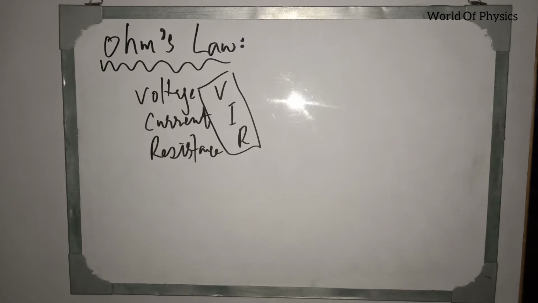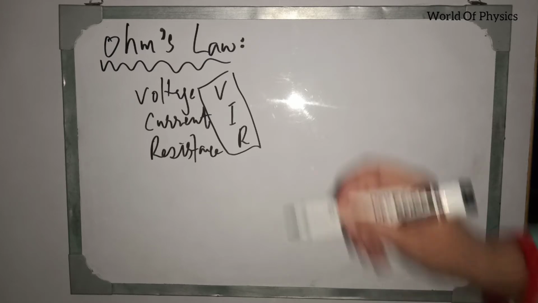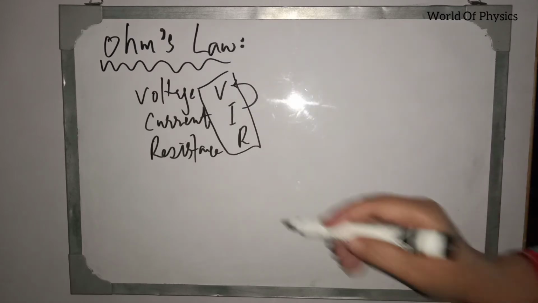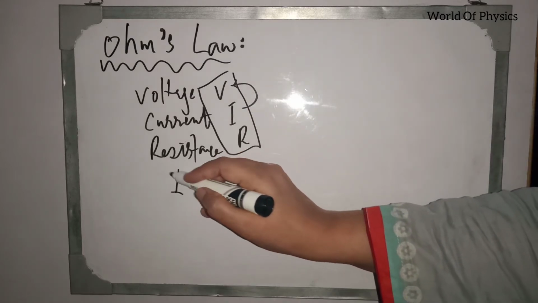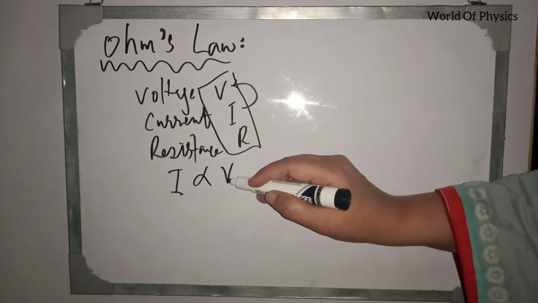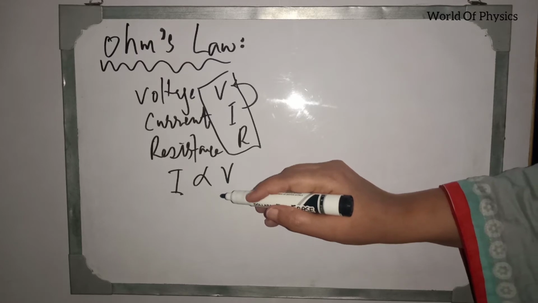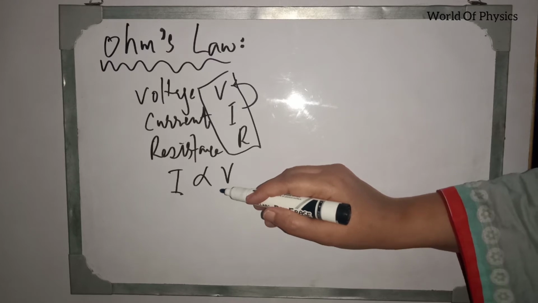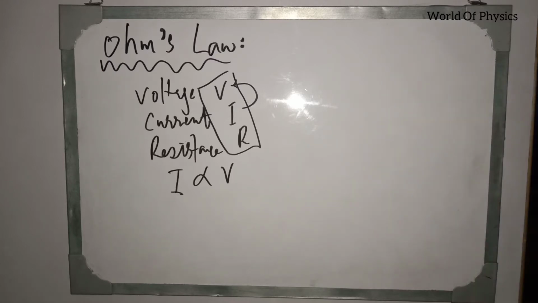So how can we define this law? We can define this law as: the magnitude of current in a conductor is directly proportional to applied voltage. So we can say that I is proportional to V, where I is the magnitude of current and V is voltage. The magnitude of current in metals is proportional to applied voltage as long as the temperature of the conductor is kept constant. So as I is proportional to V, we need to remove this proportionality and introduce some constant.